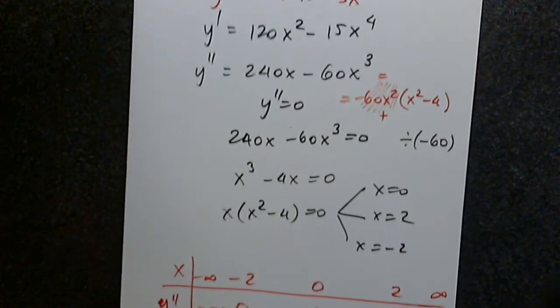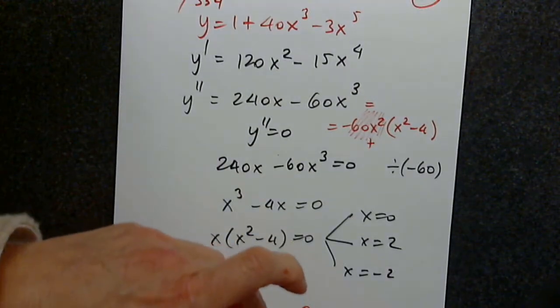Shouldn't it be negative 60x times x squared minus 4? Yes.